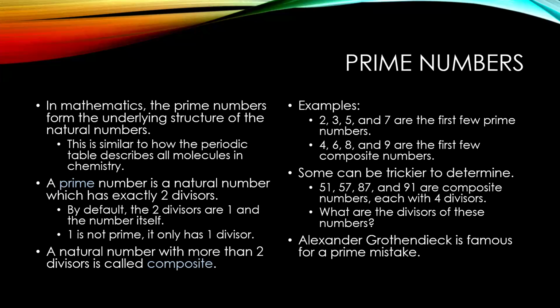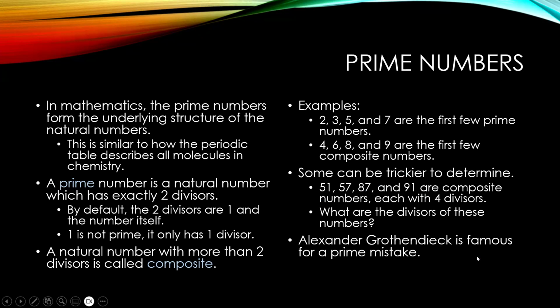And then some examples, 2, 3, 5, and 7 are prime. 4, 6, 8, and 9 are composite. Some trickier ones to determine, 51, 57, 87, and 91 are composite numbers, each with 4 divisors. What are the divisors of these numbers?